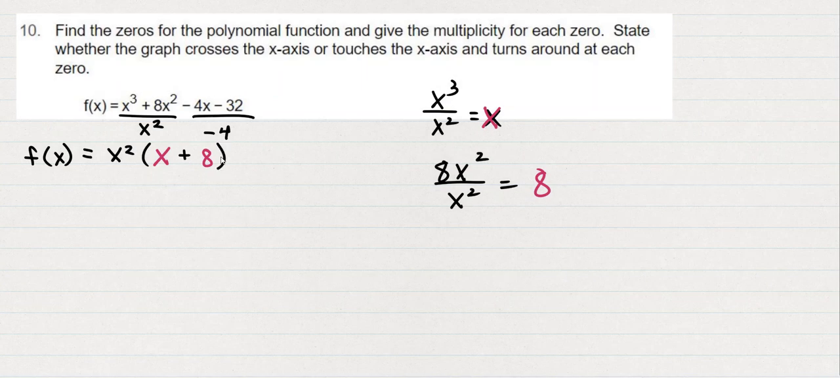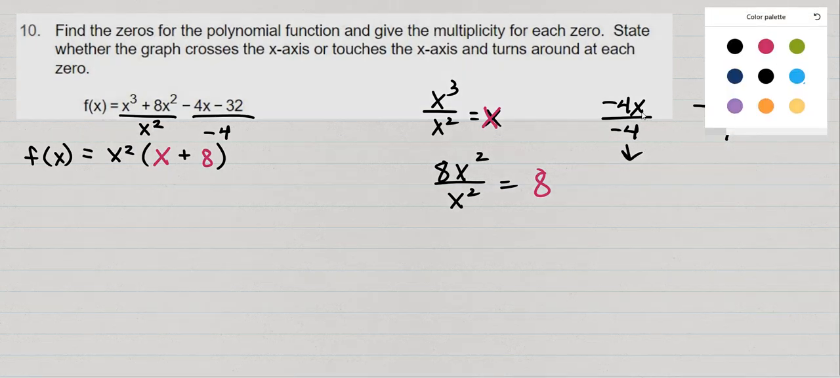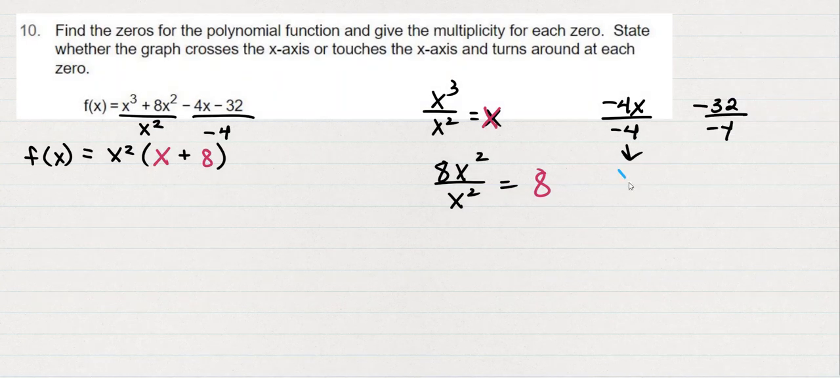So I can write x cubed plus 8x squared as x squared times the quantity x plus 8. And then I could do the same thing with this negative 4. Negative 4x divided by negative 4, and negative 32 divided by negative 4. We're going to get negative 4x squared divided by negative 4 is x. Negative 32 divided by negative 4 is positive 8.